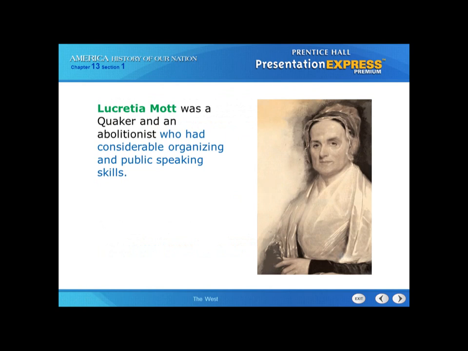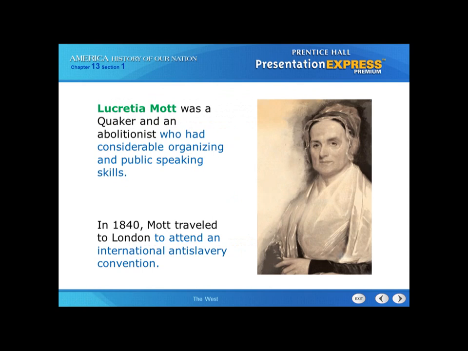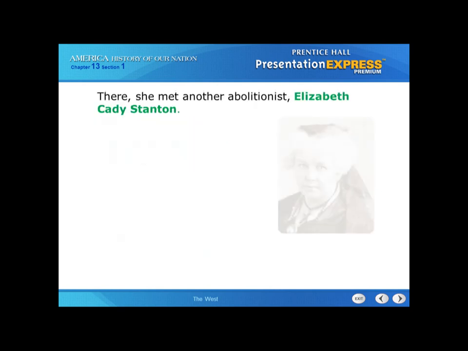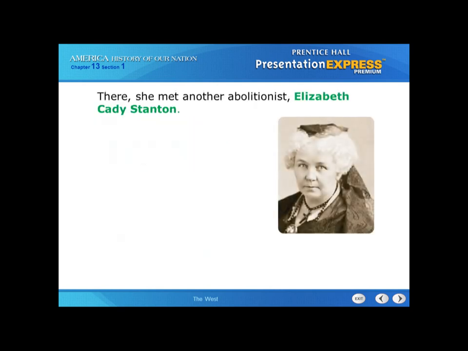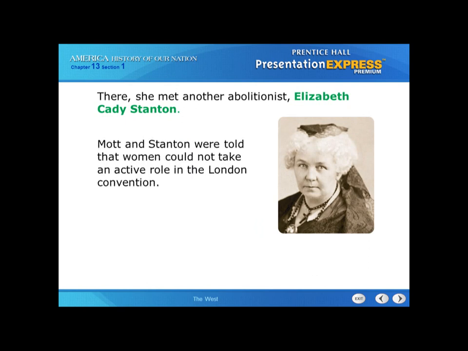Lucretia Mott was a Quaker and an abolitionist who had considerable organizing and public speaking skills. In 1840, Mott traveled to London, in England, to attend an international anti-slavery convention. There she met another abolitionist, Elizabeth Cady Stanton. Mott and Stanton were told that women could not take an active role in the London Convention. Furious, they decided to hold a convention to advance women's rights.